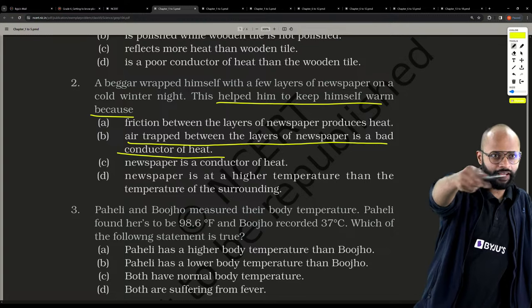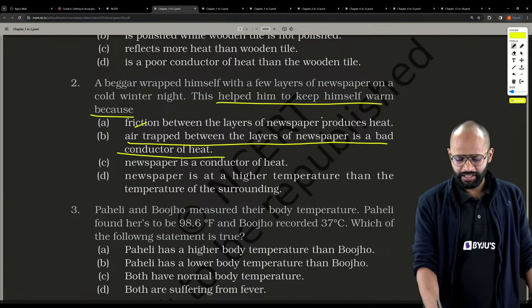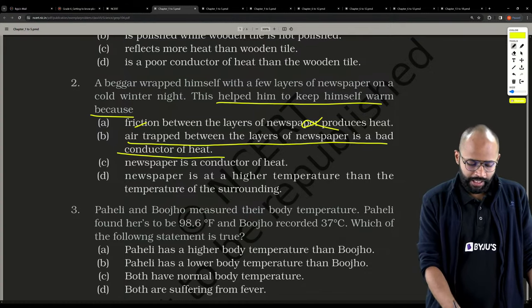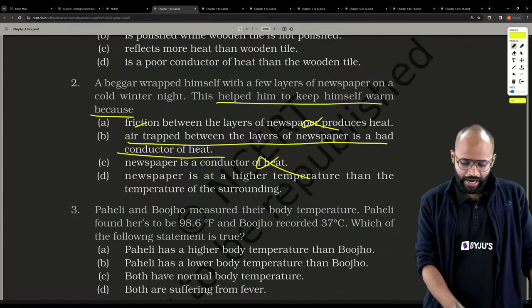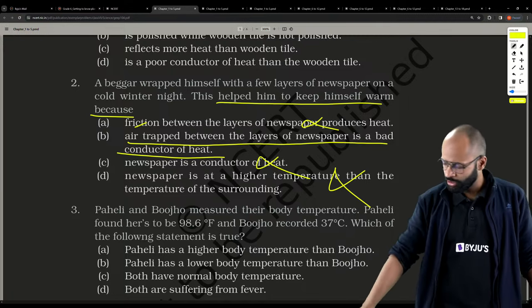Friction between layers, that's the wrong option. Newspaper is a conductor, wrong. Higher temperature, wrong. So option B is the sure shot. Quickly tell me.